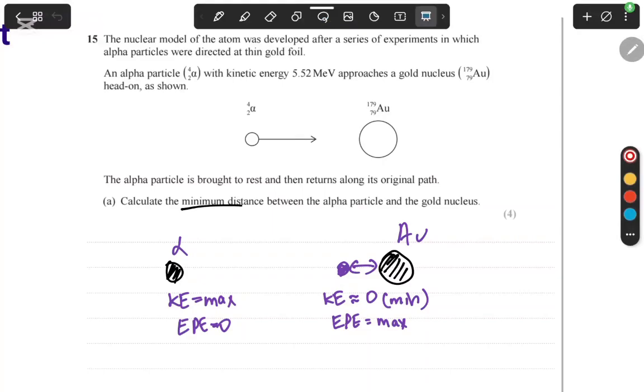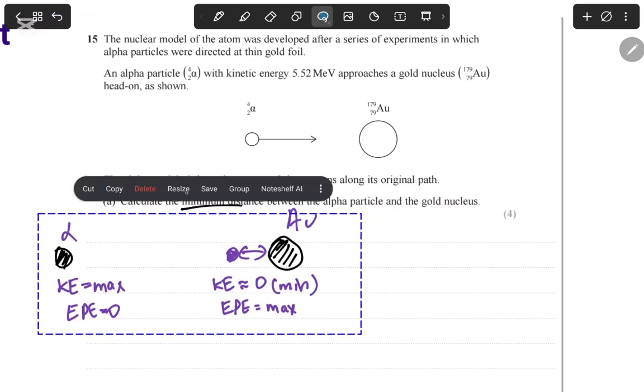And this is called the point of minimum distance. So this is when the distance is going to be the smallest it can be. Beyond this, the alpha particle cannot get any closer, and so it will just return to its original path. That's what this point means: the alpha particle is brought to rest and then it returns to its original path. So when KE is 0, EP is max, the alpha particle stops here, distance becomes minimum, and it goes back. So I hope that's clear.